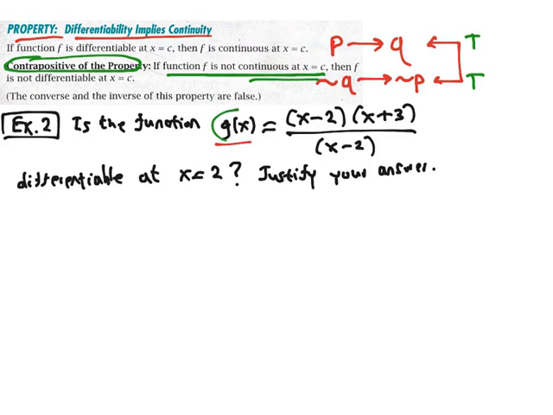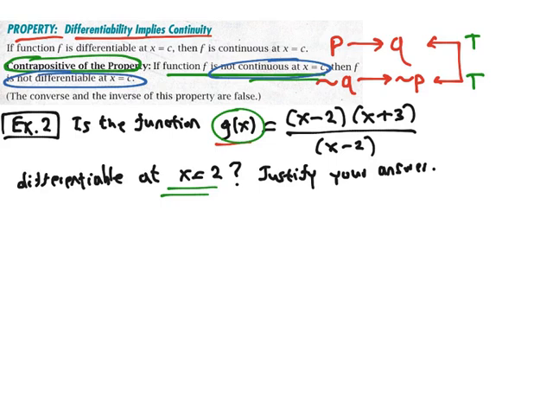equal to c. So to answer the question, is this function differentiable at x equal to 2, we can consider whether the function is not continuous at x equal to 2, because if the function is not continuous at x equal to 2, then we will know that it is not differentiable at x equal to 2.